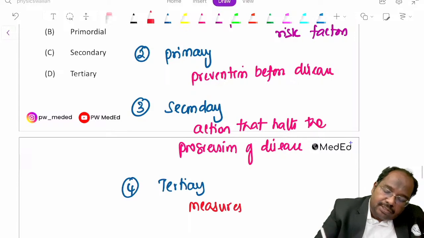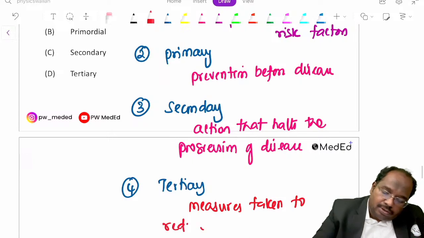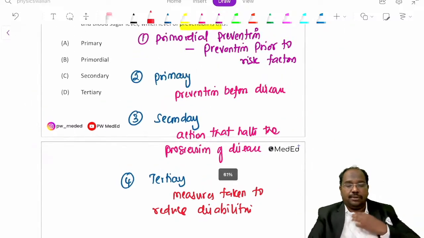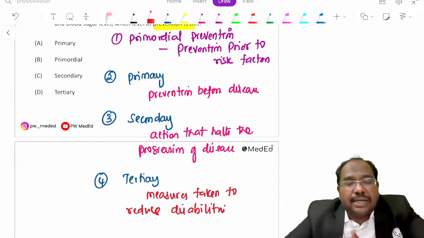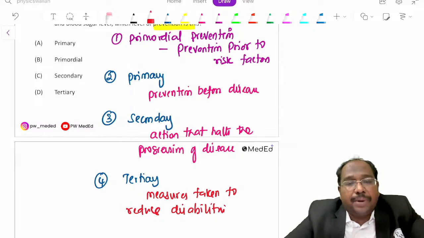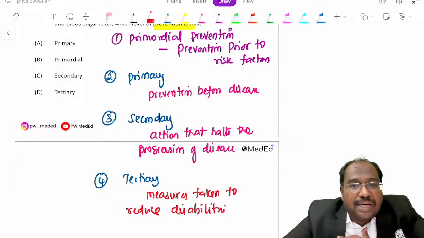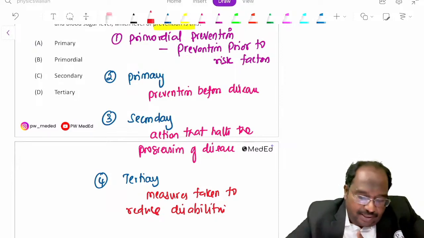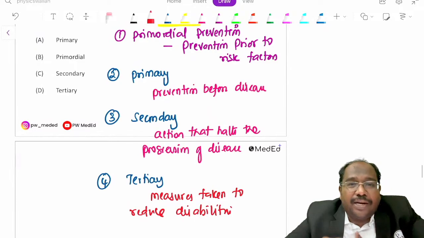Measures taken to reduce disabilities. That is tertiary prevention. Before risk factors, primordial. Before disease, primary. Disease has started, secondary, and tertiary means measures taken to reduce disability. Okay, fine. Now tell me what is the answer.